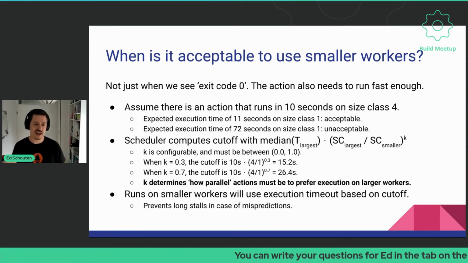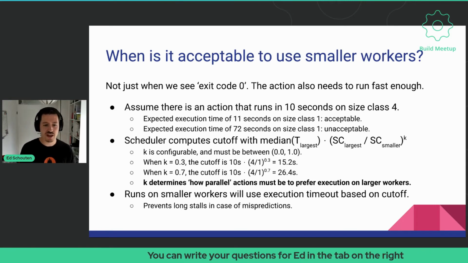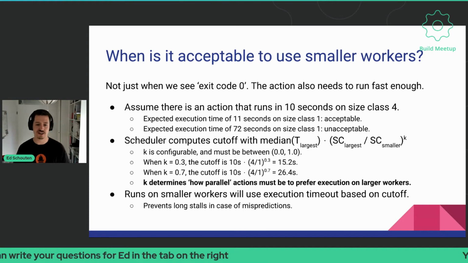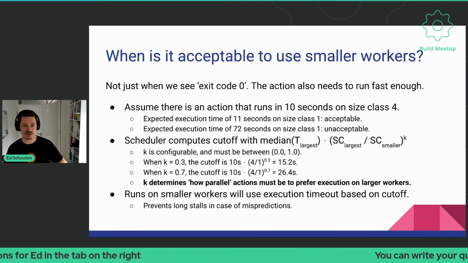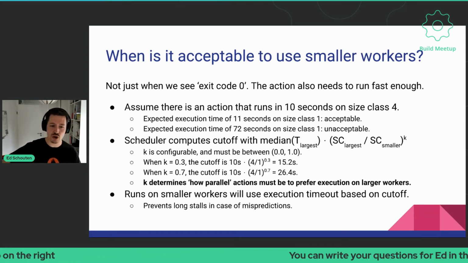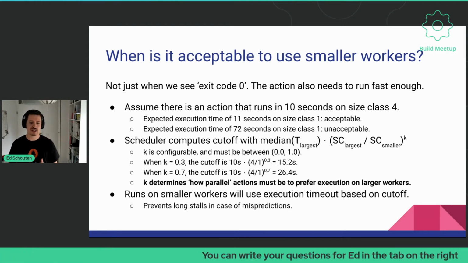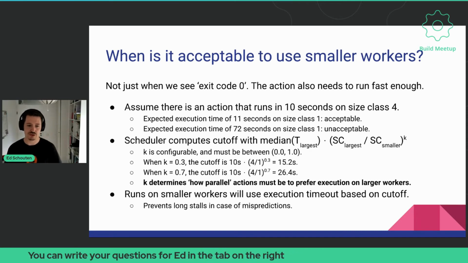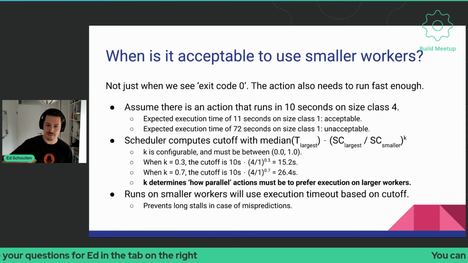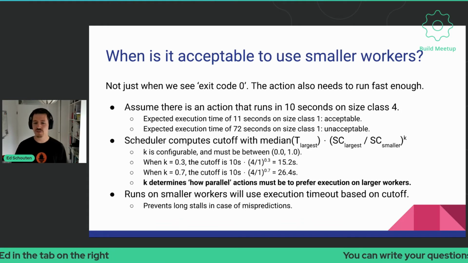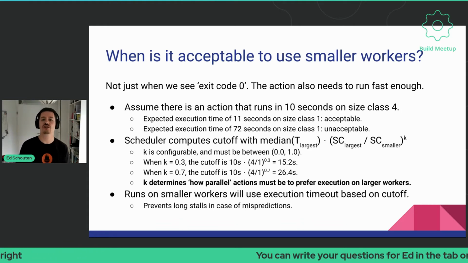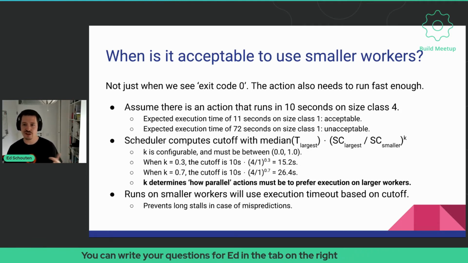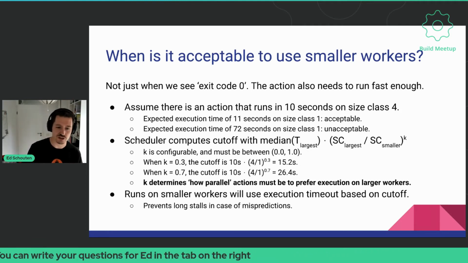So if you set k to 0.3 in this case, it's going to be acceptable if an action runs in 15 or fewer seconds on a smaller worker. That's when we will always run it on a smaller worker. But if we set it to 0.7, an action can still run for 26 seconds on a small worker and it would still be acceptable. So the larger k becomes, the closer you set it to 1, the more it will prefer executing on smaller workers. Whereas if you turn it lower, it will aggressively, even with minor amounts of parallelism, run it on larger workers.